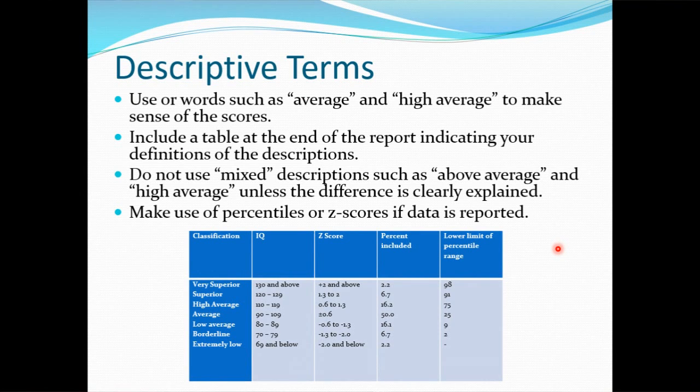Now, this is my opinion, okay? Try not to use words such as average and high average to make sense of the scores, rather than just using percentiles and so on. Because remember, when you write a report, you write it for three people. You're writing it for the attorney, if there's an attorney, or the doctor, whoever referred the patient. You're writing it for the patient themselves, and you're writing it for any other neuropsychologist who might want to assess this person again in the future.